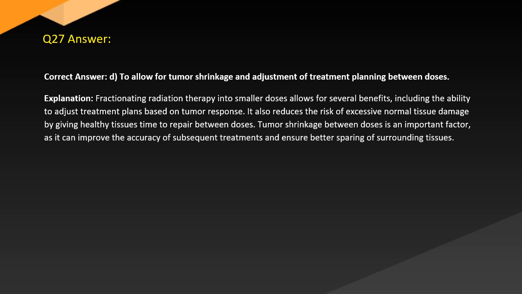Answer. Correct answer: D. To allow for tumor shrinkage and adjustment of treatment planning between doses. Explanation: fractionating radiation therapy into smaller doses allows for several benefits, including the ability to adjust treatment plans based on tumor response. It also reduces the risk of excessive normal tissue damage by giving healthy tissues time to repair between doses. Tumor shrinkage between doses is an important factor as it can improve accuracy of subsequent treatments and ensure better sparing of surrounding tissues.